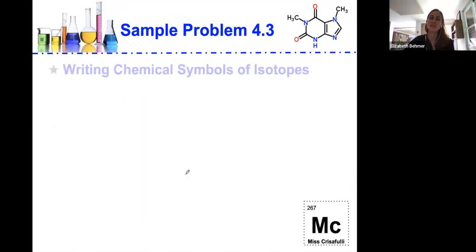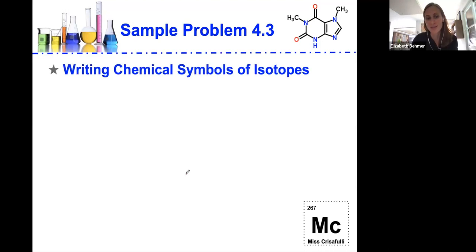So let's go over another sample problem. I really like how this textbook and these PowerPoints give you lots of sample problems and lots of practice.